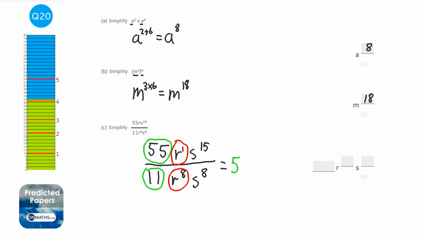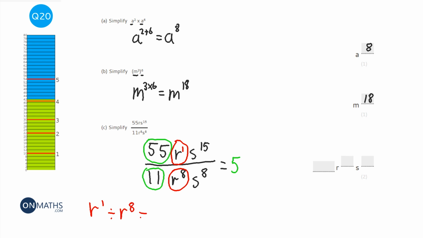Now when we do r to the power of 1 divided by r to the power of 8, which I'm going to write out down here so I can show you, you take away the powers. So when you times them, you add the powers. When you divide, you take away the powers. So that's r to the power of -7.